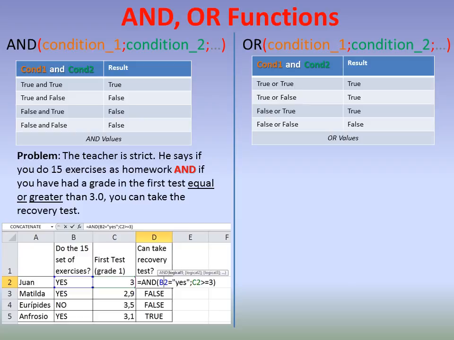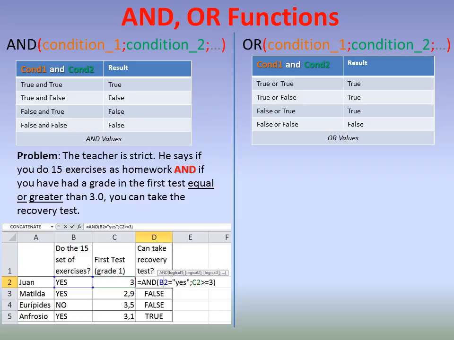So, if you see the Excel worksheet, you see 4 students: Juan, Matilda, Euripides, and Ambrosio. Next to them, you see if they did the 15 exercises and their grades in the first test. You see also the formula. Because you need to meet both conditions, you need AND. The first condition is the cell B2 equal to yes.